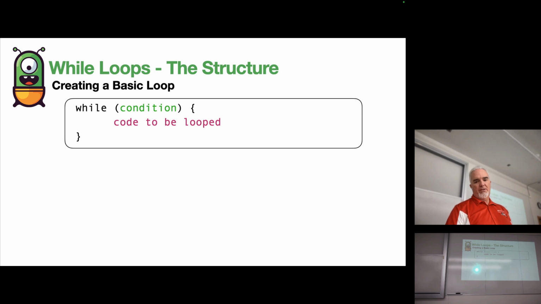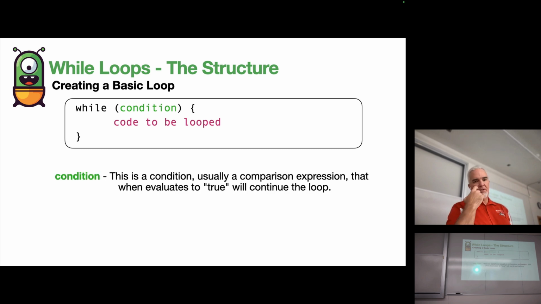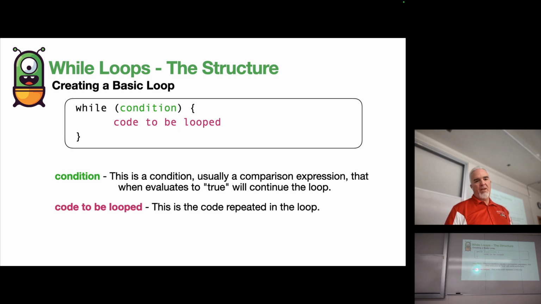So there's only two pieces here. The first piece is, of course, the condition. And when the condition evaluates to true, just in the same sense as the if statement condition, the loop will continue. And of course, the code repeated in the loop is the code to be looped in pink there.